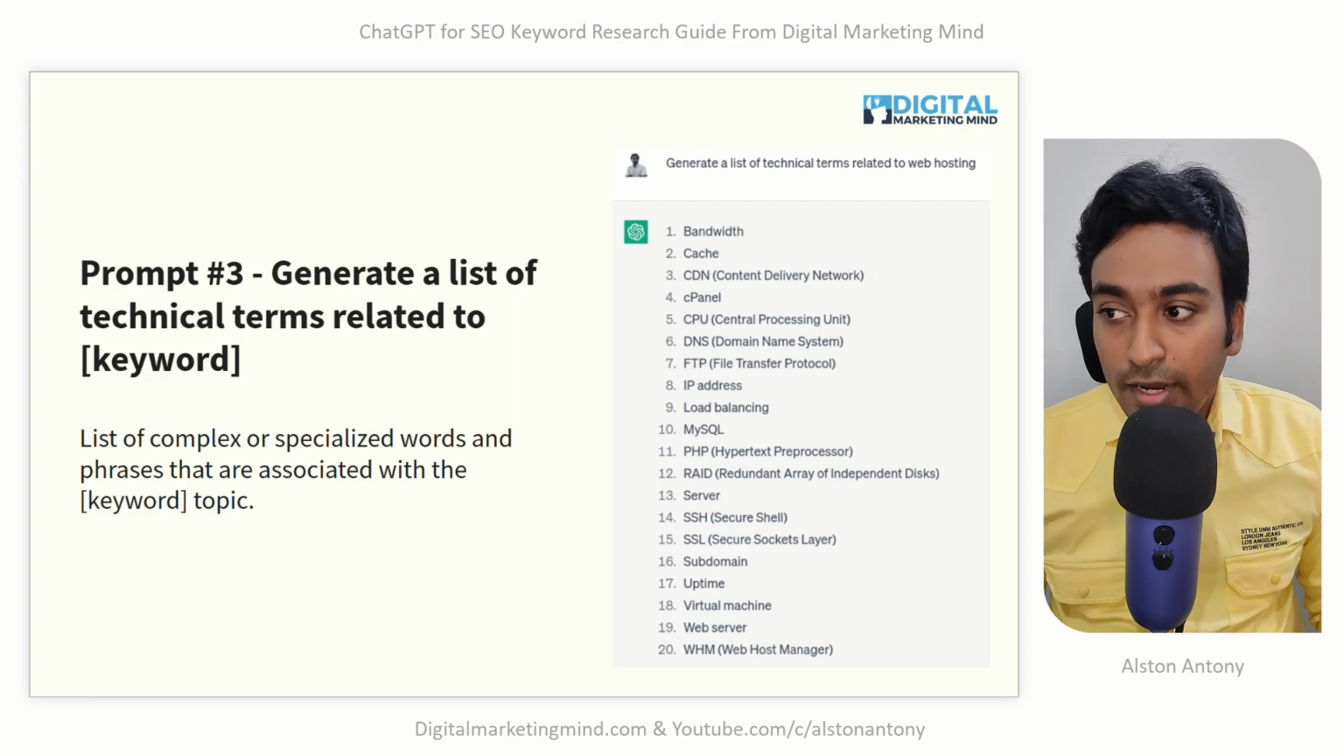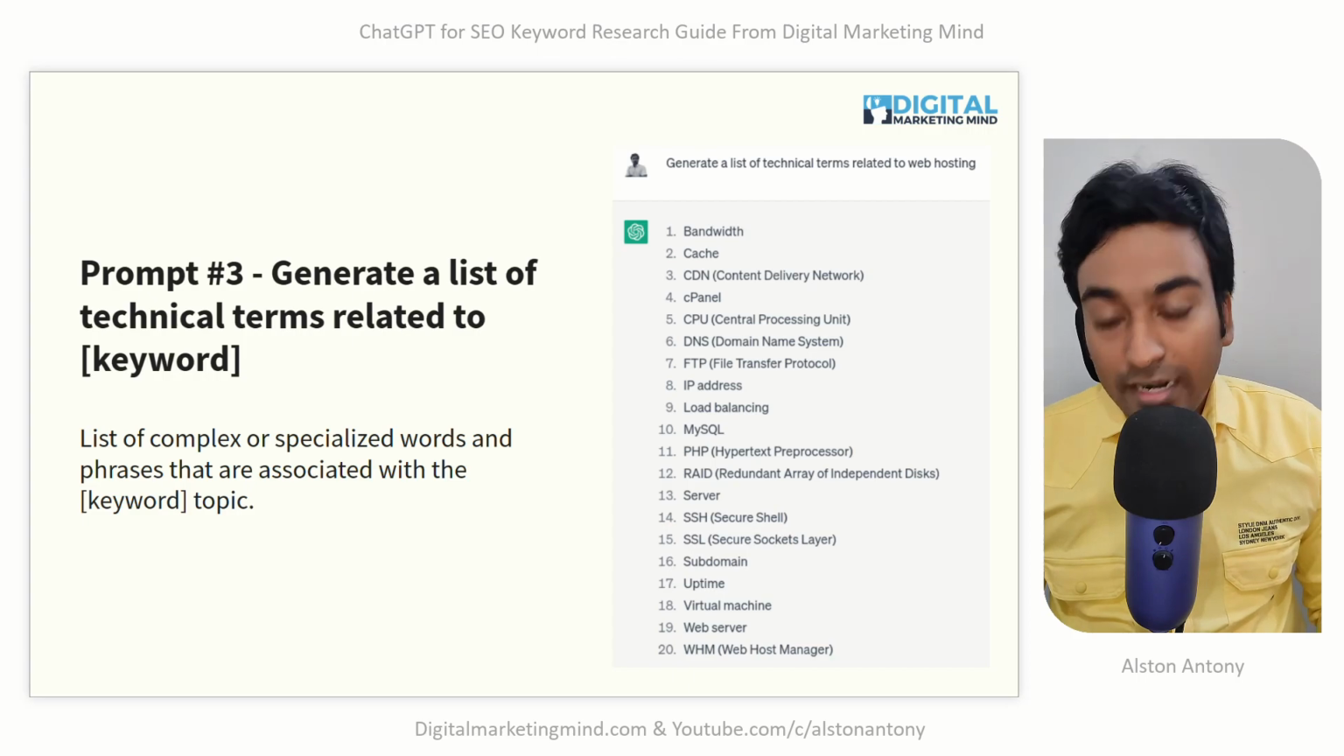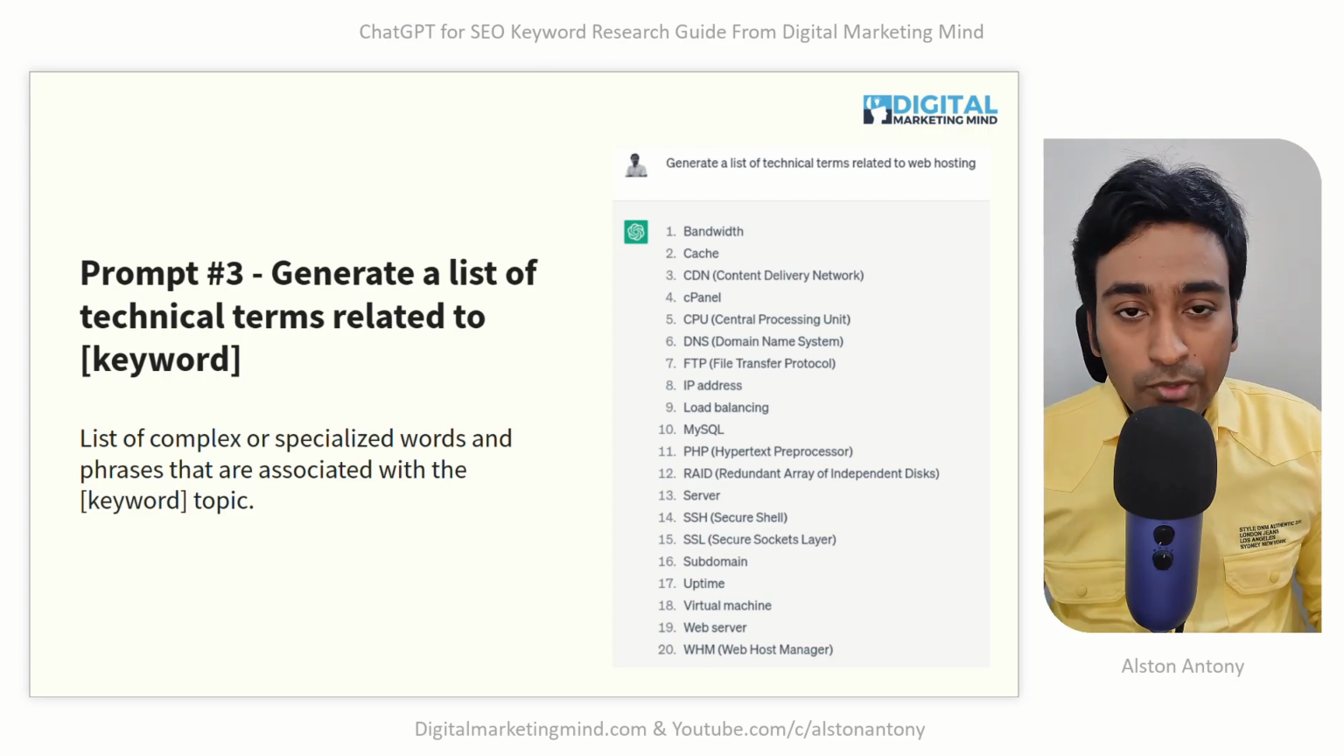For example, I asked it for web hosting and you can see the results it provided. These are technical terms which obviously you can use within your keyword research to find some hidden opportunities for these industries.